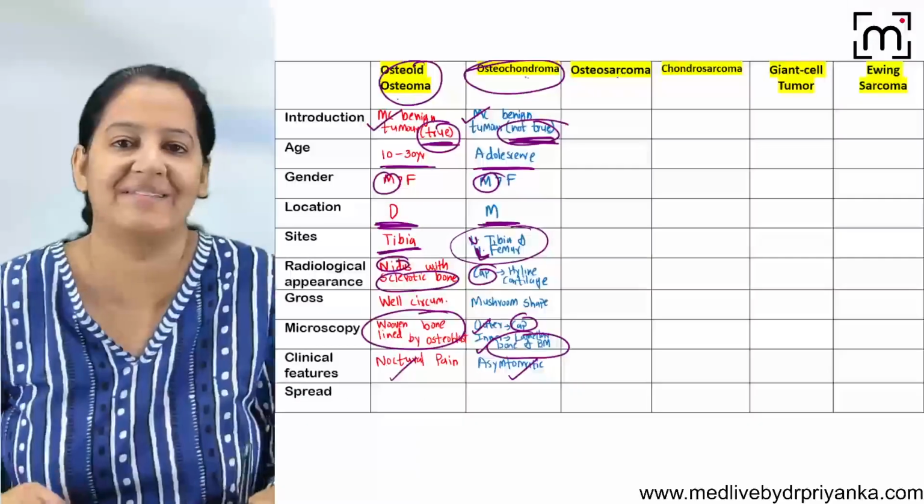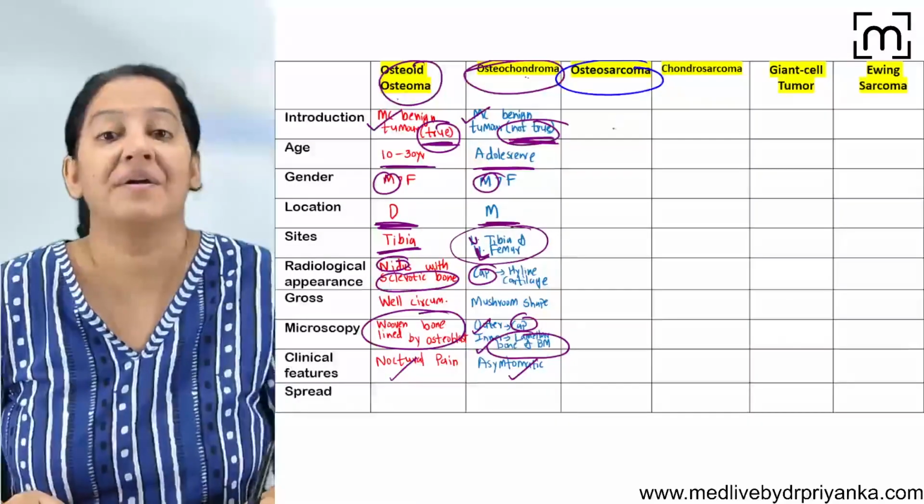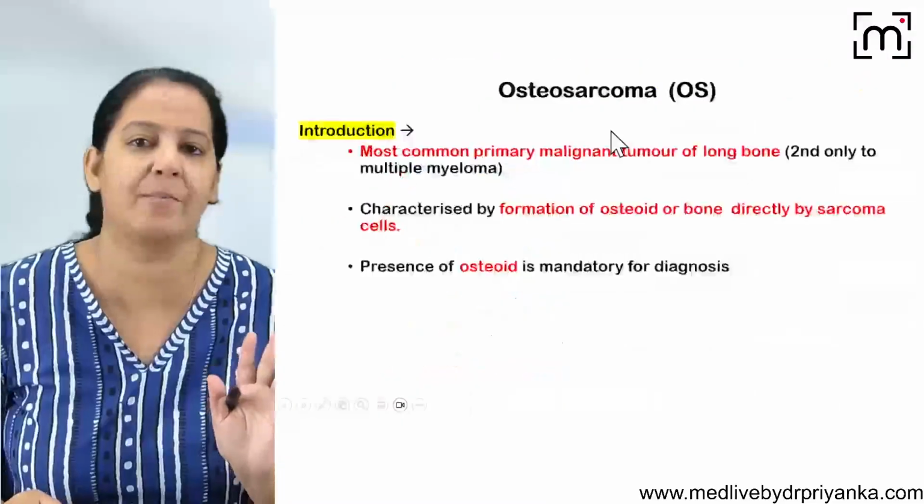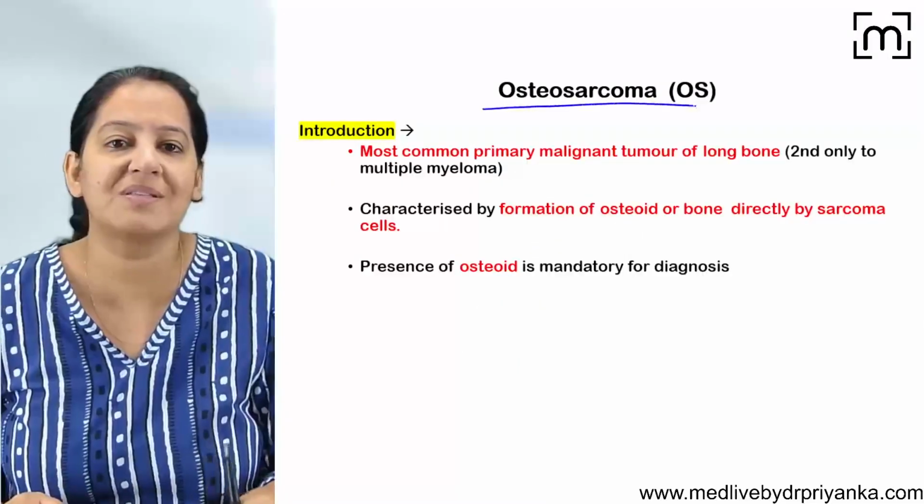Coming on the third one, let's start the third one, osteosarcoma. It is the most common malignant tumor, and very important from exam point of view. So let's start osteosarcoma.